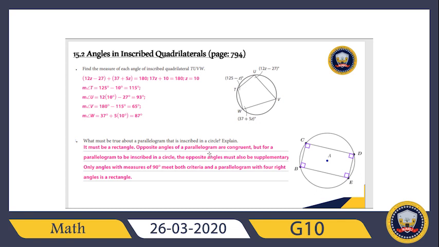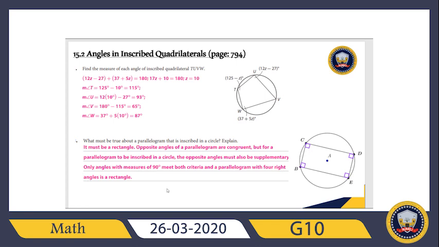Remember, we said that the rectangle is a parallelogram. It's a type of parallelogram. So, if a parallelogram is inscribed inside a circle, then this parallelogram must be a rectangle. And all of its angles are 90 degrees. Remember the definition of the rectangle. Alright?